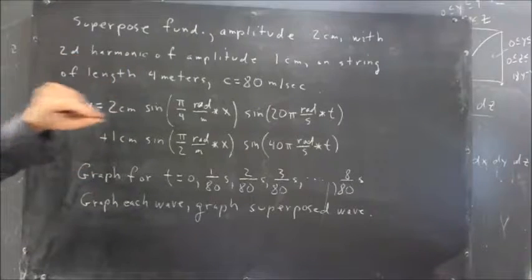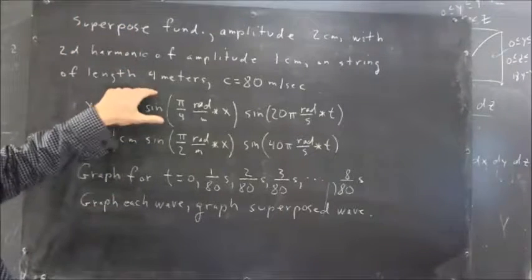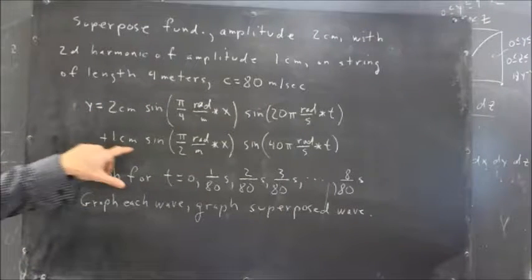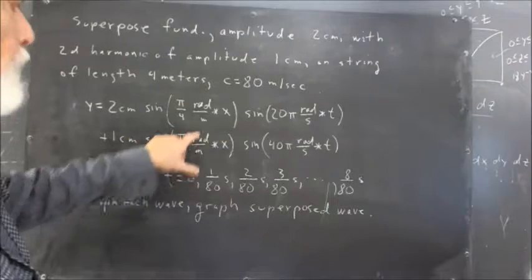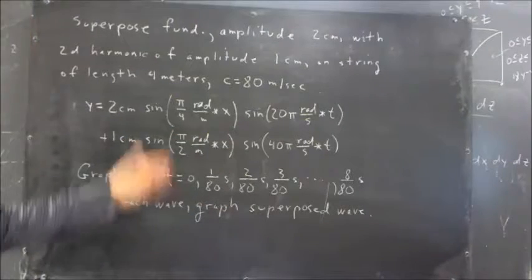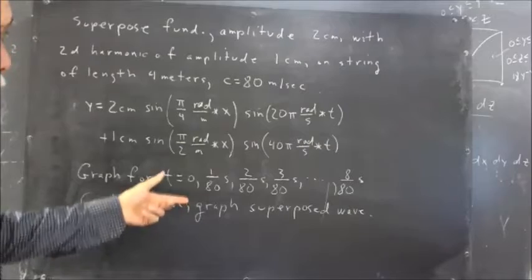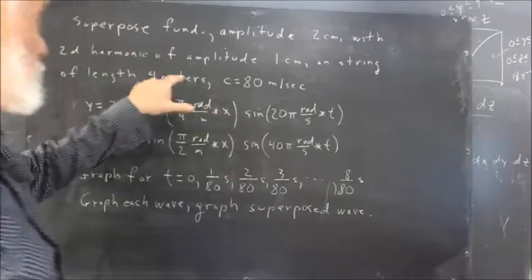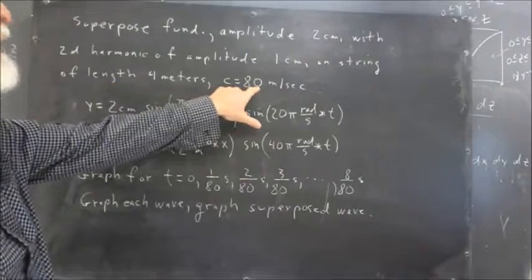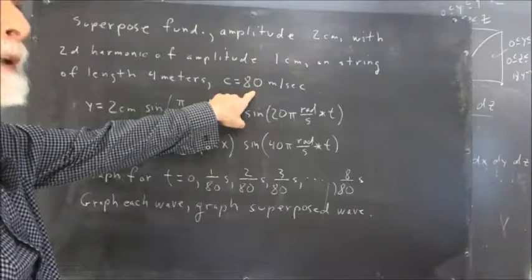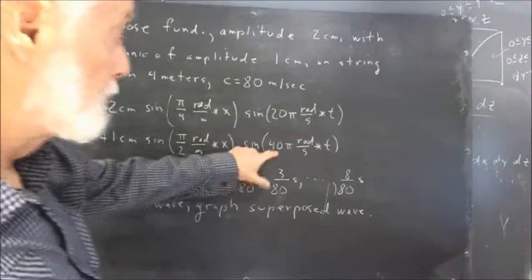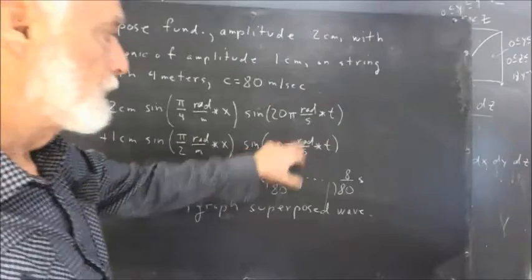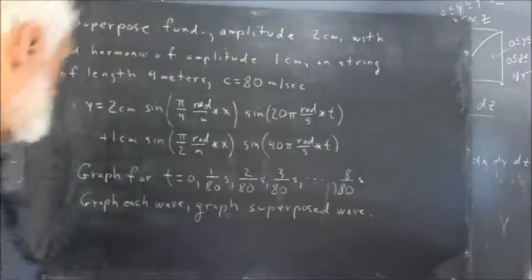The second harmonic has a wavelength of 4 meters, for reasons that you should understand by this point. And you multiply 1 centimeter then by the sine of pi over 2 radians per meter times x, pi over 2 being what you would multiply by 4 meters to get 2 pi. And the frequency of that wave, a 4 meter wave, moving at 80 meters per second, is going to complete 20 cycles in a second, 20 cycles being 40 pi radians. So we have the time dependence as 40 pi radians per second times t.